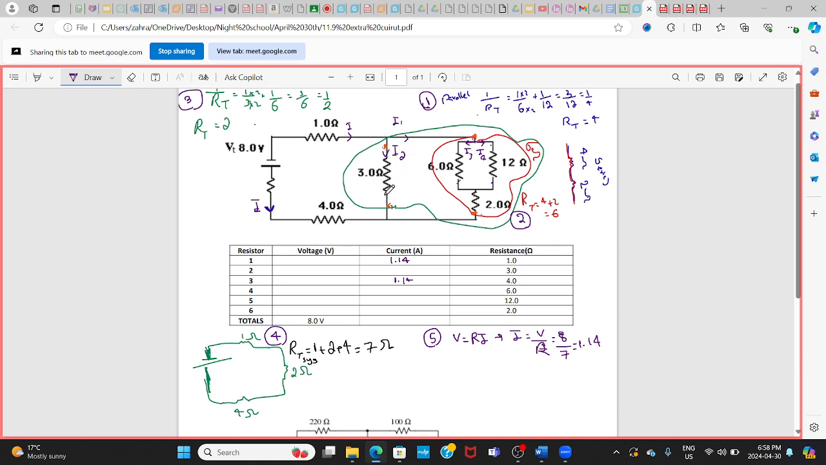Okay. Now, let's just erase this. Okay. Can anyone tell me what is the potential difference? What is the potential difference across 1 ohm? How do I find it? Can I find the potential difference across 1 ohm?